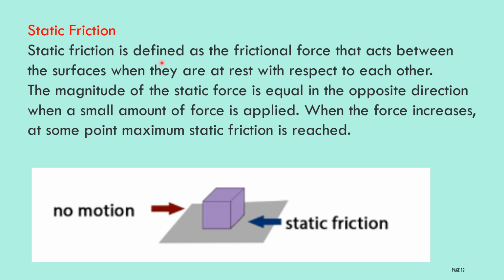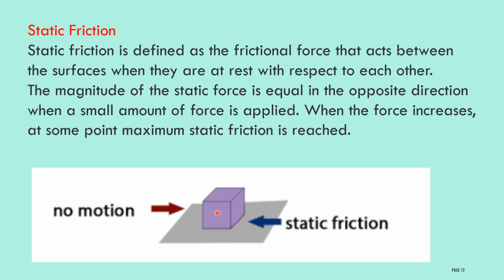Static friction is defined as the frictional force that acts between the surfaces when they are at rest with respect to each other. Here consider an object. If you keep the object on the surface, both the surface and the object surface will be in contact with each other. Here the object is not moving at all, it is at rest. At rest it possesses a friction. That friction we call static friction. The static friction will be in this direction.